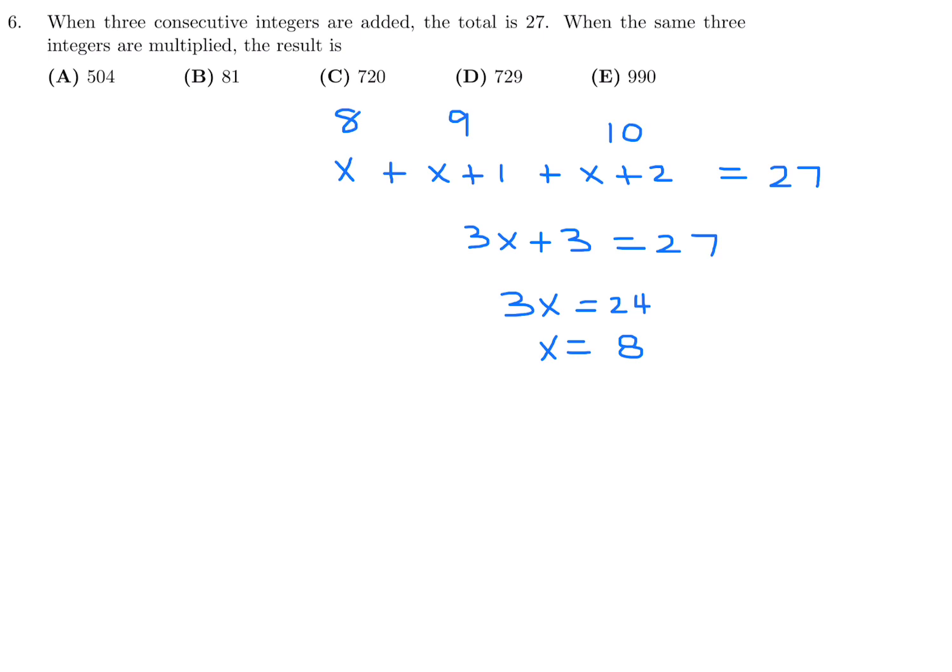Then they're saying you take the same 3 integers and multiply them. So they're saying you get 8 times 9 times 10. And what is that? Well, 8 times 9 is 72. 72 times 10 is 720. So number 6, the answer is C.